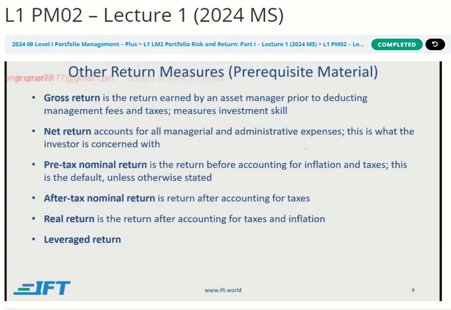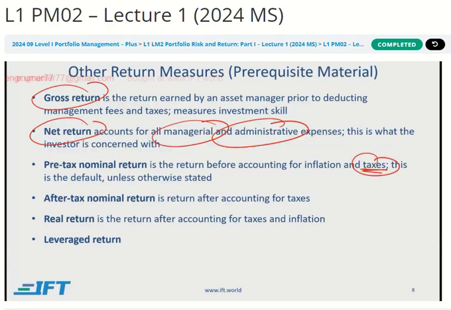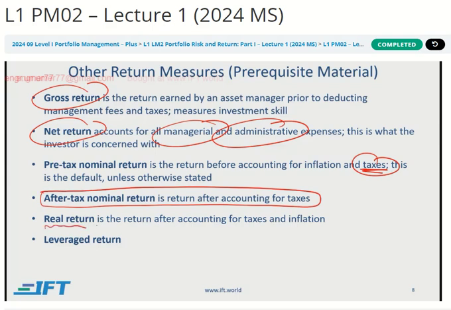Now, this is also something we've seen earlier, that obviously there's fees involved, right? So the fund manager is going to take some fees. If you want to see their return before the fees, that's called gross. After the fees, that's called net, right? And then if you want to account for taxes as well, then you would do the after tax return. And then if you want to account for inflation as well, then that's called the real return.